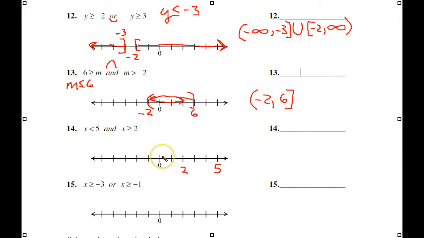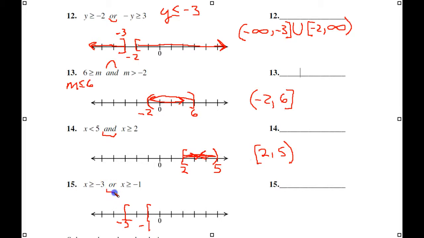We're going to do the same thing with these other two. All right, looking at number 14 now, we see the numbers we're interested in are a 5 and a 2. I've put them there. And it says x is less than 5, so it's a parenthesis going this way. And this is x is greater than or equal to 2, so it's a bracket going this way. And it's only where they intersect because of the word they're telling us, and. And that would be interval notation.